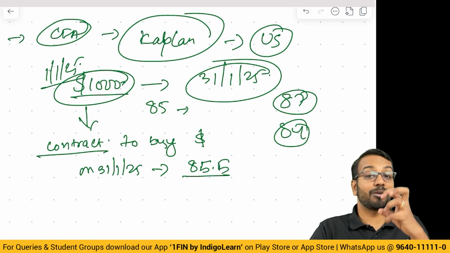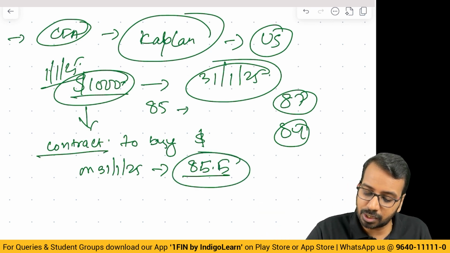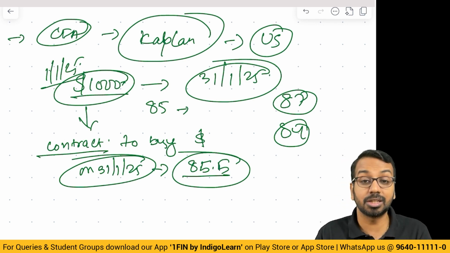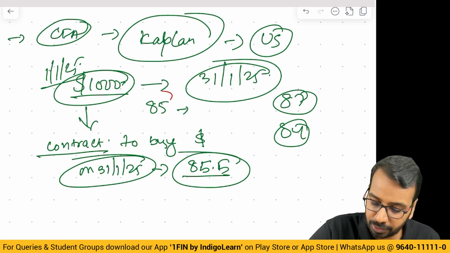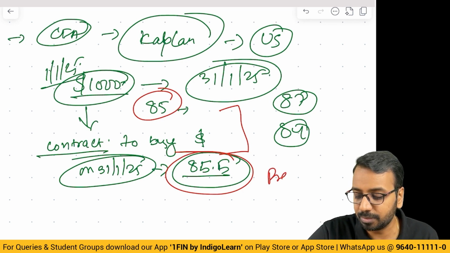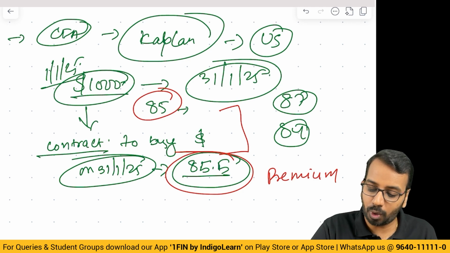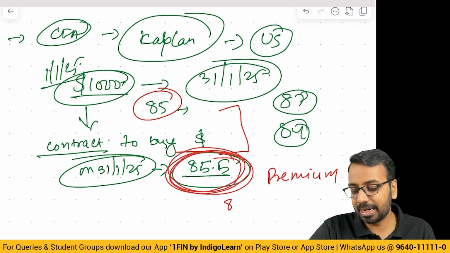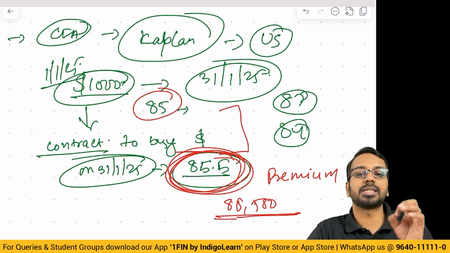Sir, why not 85? See, the bank also does not want to take a risk. There is a huge interbank market which works on this. So the bank says you have to pay me 85.5 on 31st of January and take $1,000. This is called a forward contract. Now, the difference between today's rate and the rate on which we have agreed, if this amount is higher, it is called premium. And if the amount is lower, it is called discount. So what has happened? I am sure that I have to pay 85.5 into 1000, that is 85,500, to settle the transaction.